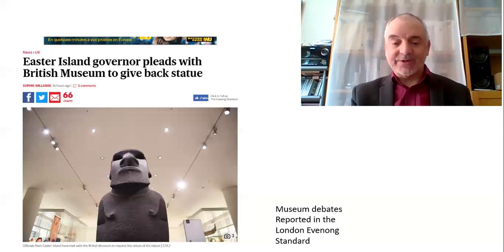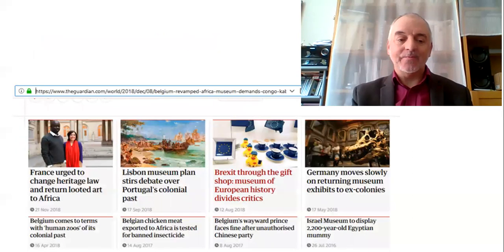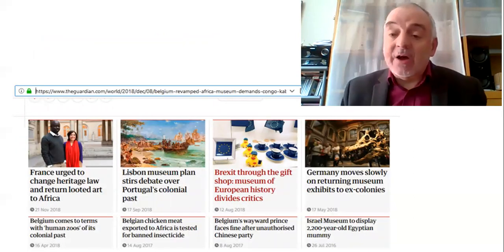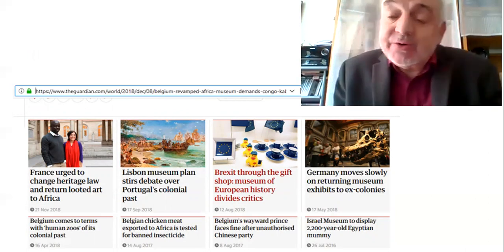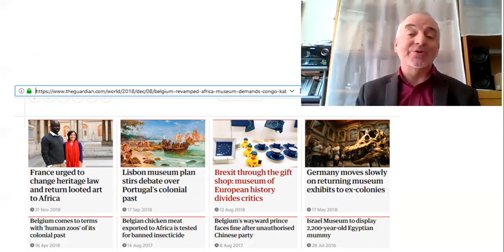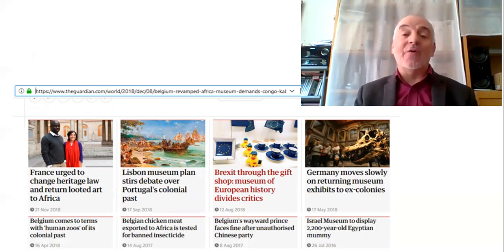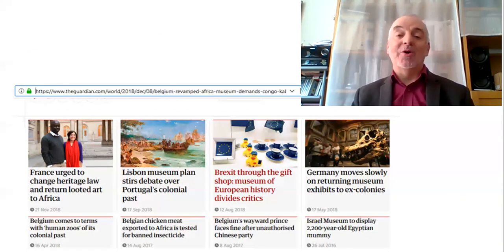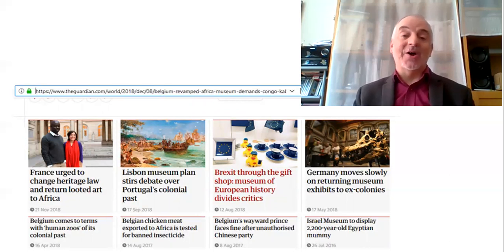So this was in the London Evening Standard, of course, and there's a typo there. This is just an example. The Easter Island statue is just one example. There are many more. The British Museum, for example, has a whole section of the Parthenon, from Athens, what is known as the Elgin Marbles, because Lord Elgin, back in the time, organized its transport to London, and Greece would very much like it to be brought back.